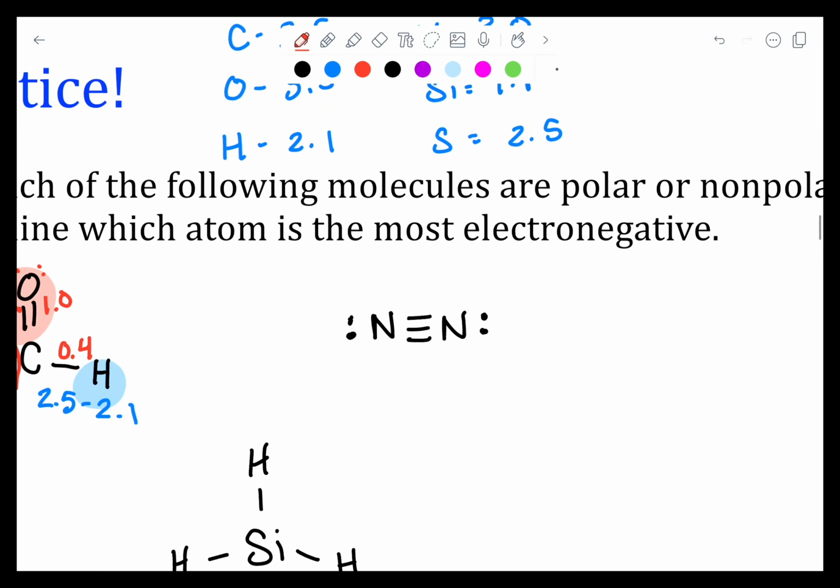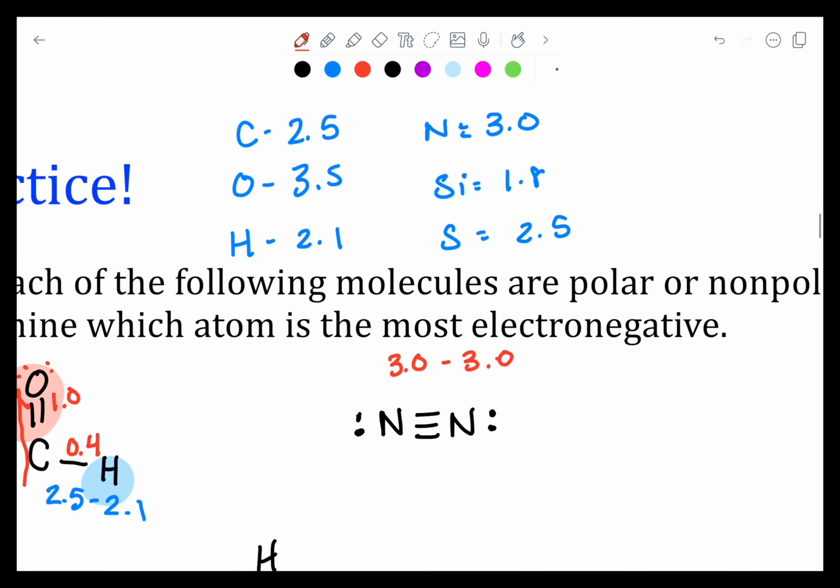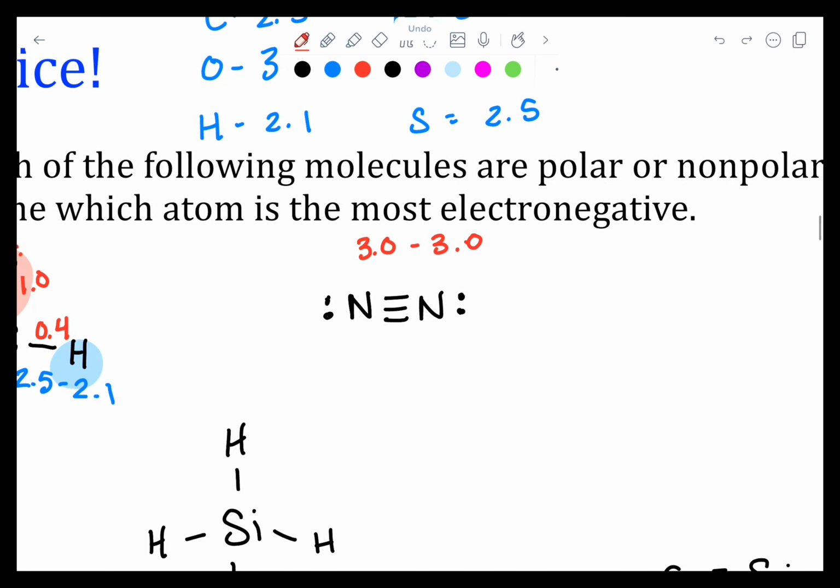Okay, let's look at N2. Now we said when we talked about polarity of bonds, if it's the same atom, it has an electronegativity difference of 0, because you're basically taking 3.0 minus 3.0. That's our electronegativity of nitrogen. So this has an electronegativity difference of 0. So the bond is nonpolar, which means that the molecule itself is nonpolar.